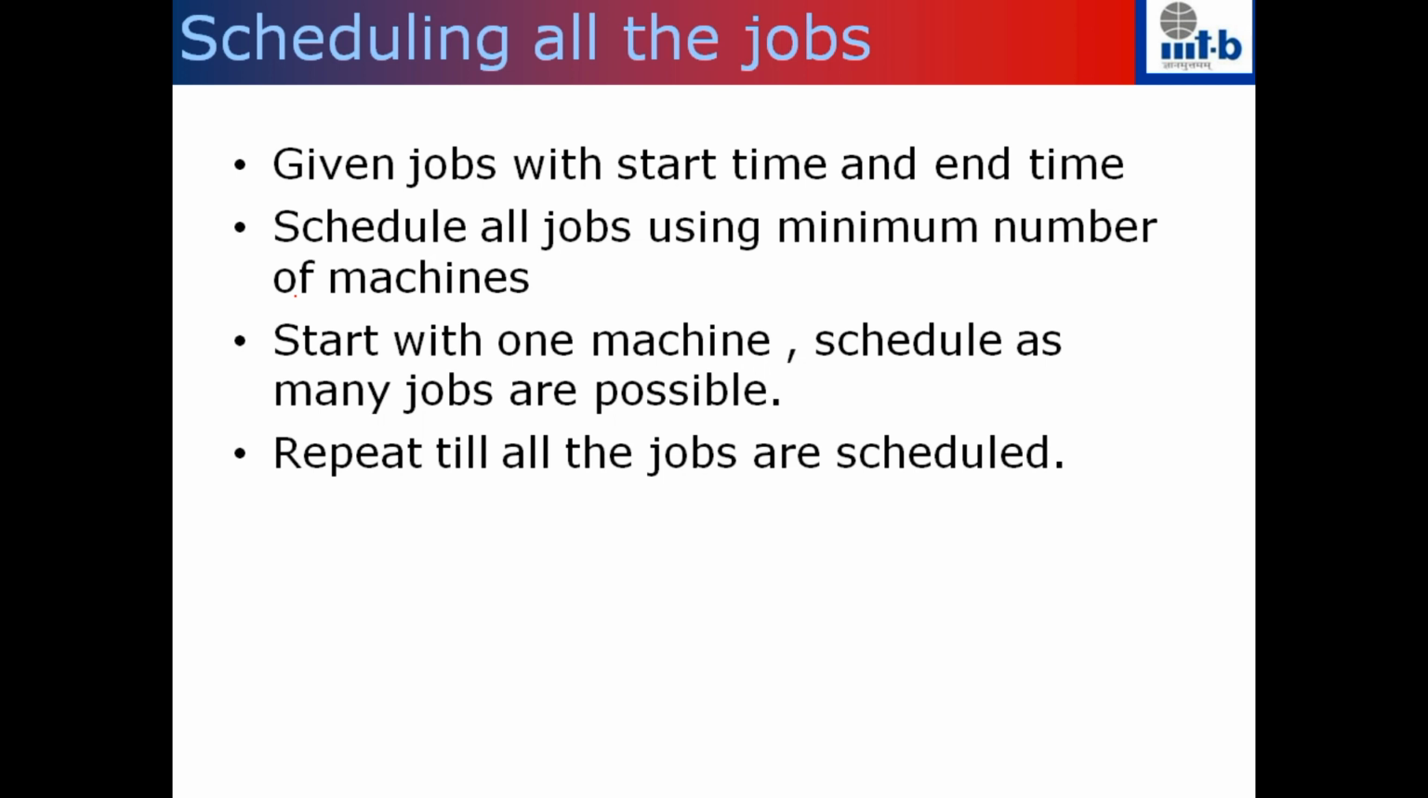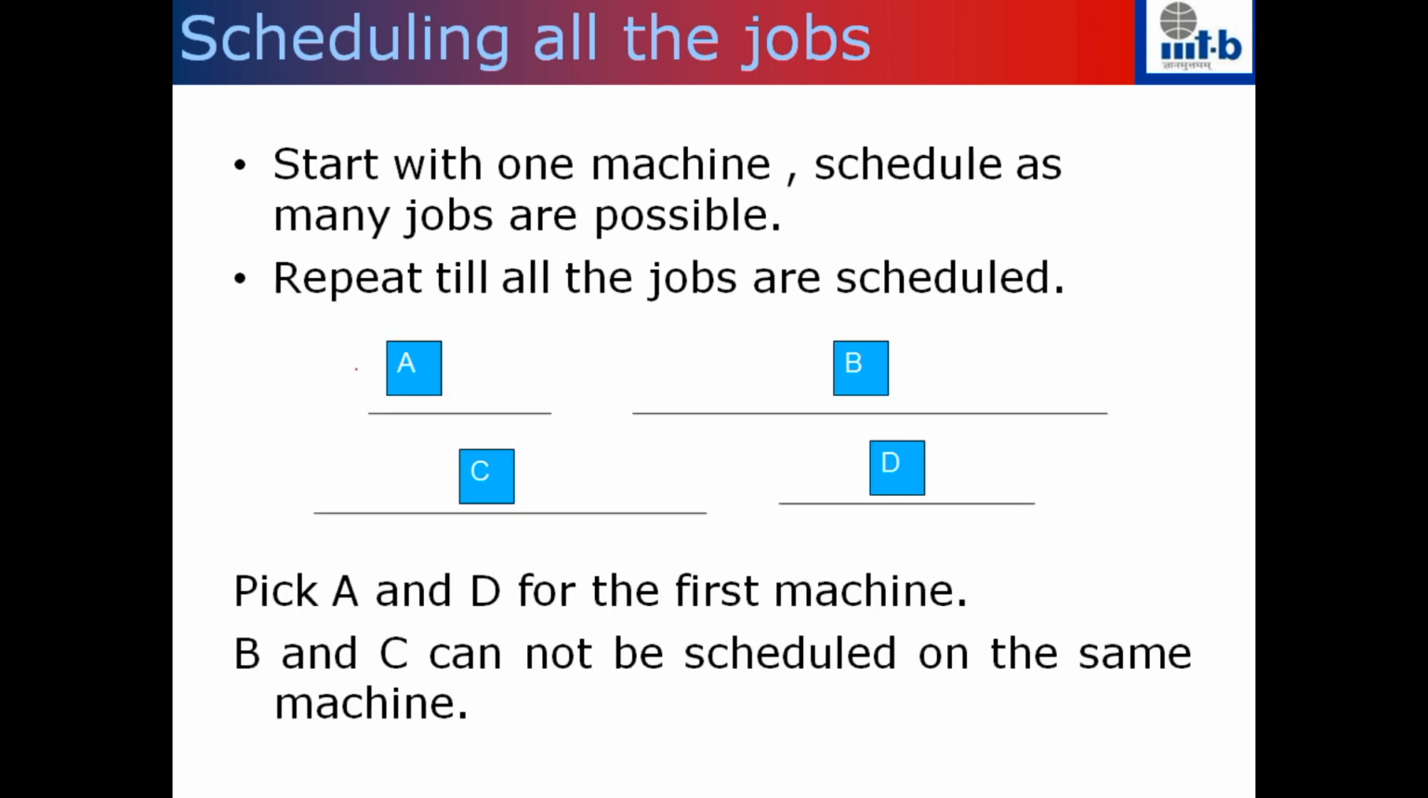We are going to show that this algorithm is not optimum. That means the number of machines required can be smaller than what this greedy algorithm actually gives. Let's look at this particular example.